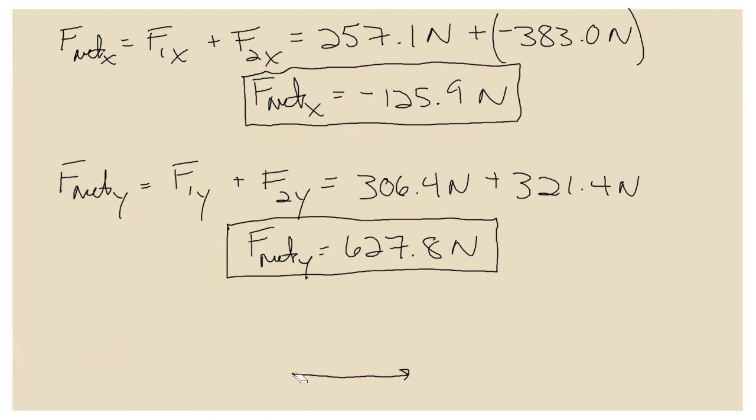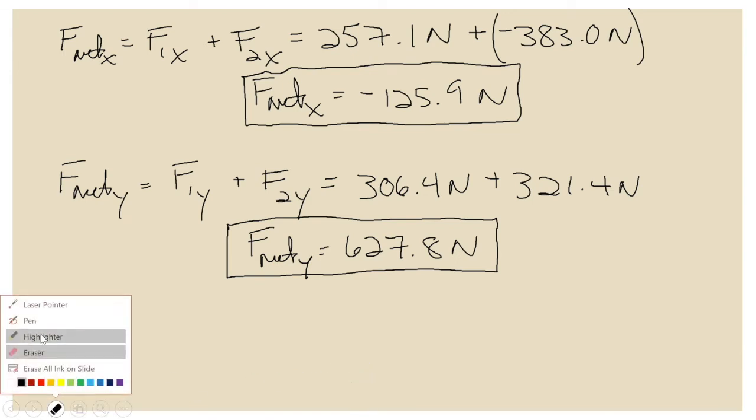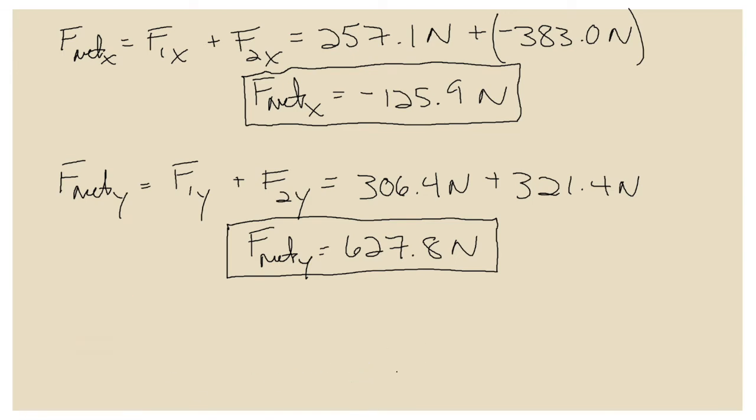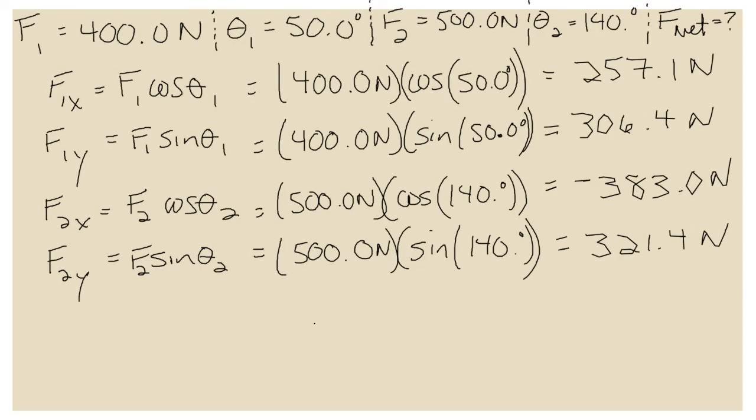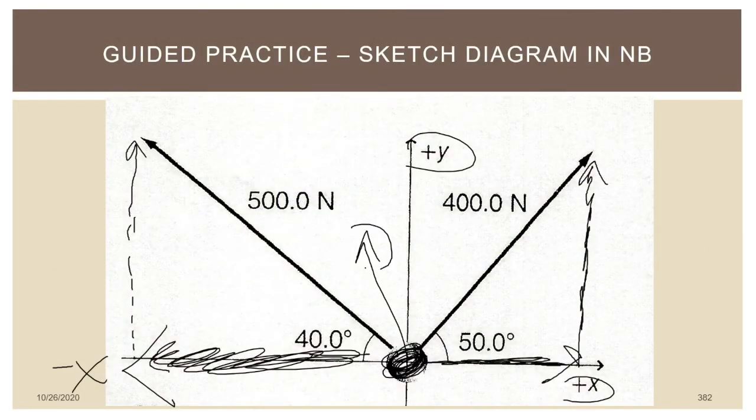Just to be totally clear about what we're saying here, we now have the x and y components of our resultant vector. We know the x component of the resultant to the left has a magnitude of 125.9 newtons. And going up, notice a lot longer because it's a lot bigger, the y component is 627.8 newtons. That means our hypotenuse is going to be pointing up and to the left, which we already said was exactly what we would expect.